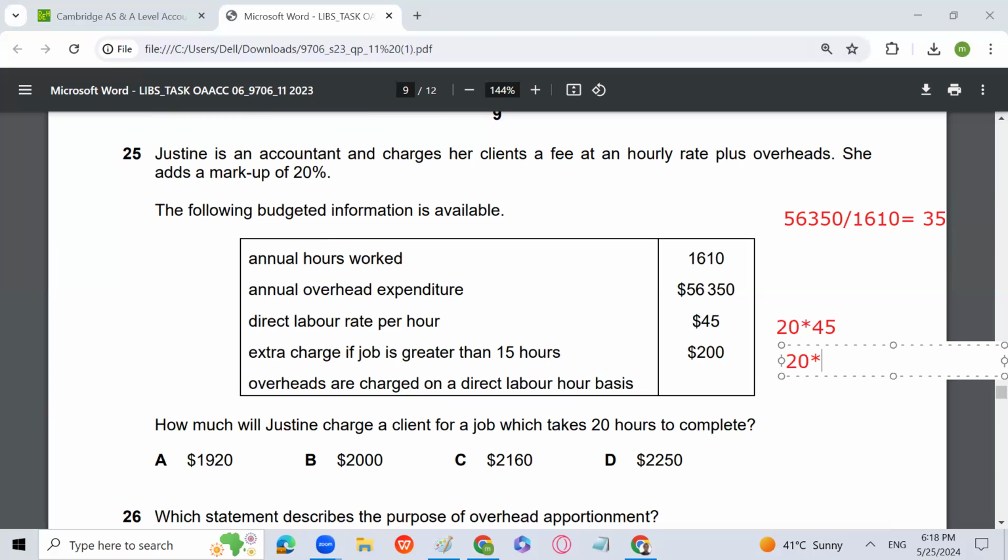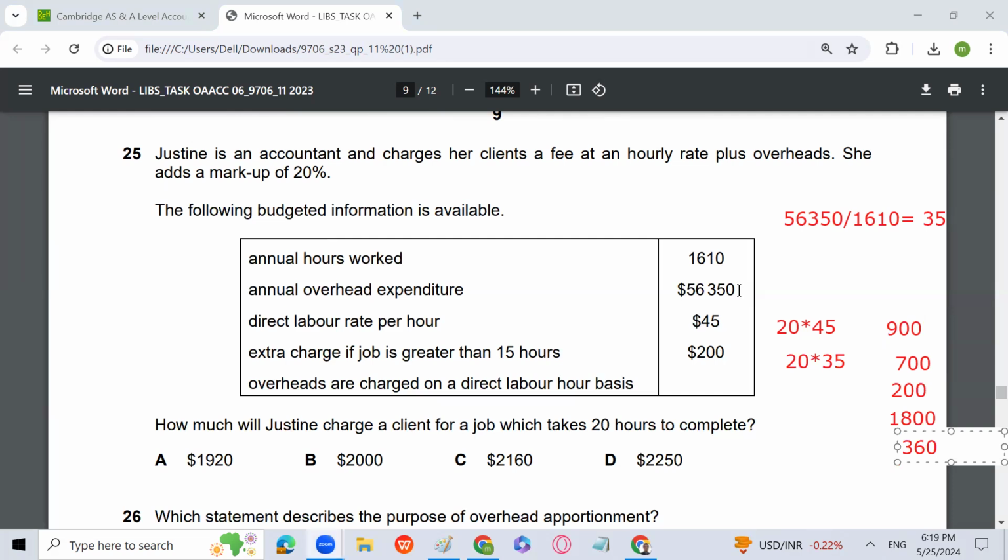Multiply it with 35, and then you will add it up, but you will also include 200 of the extra charge. So 20 into 45 will be 900. 20 into 35 will be 700. And 200 is the extra charge. So the total amount is going to be 1800, and 20%, 360, will be the markup. Markup is a calculation on cost. So 2160, C, is going to be the answer for this question.